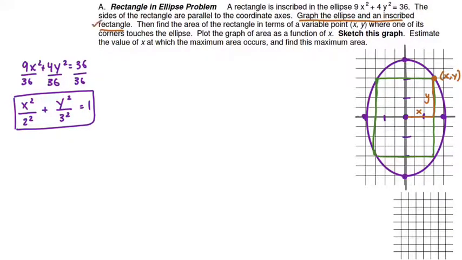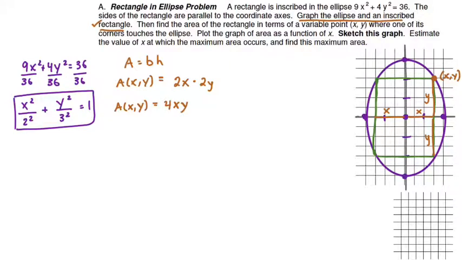Let's find the area of the rectangle in terms of a variable point xy. So area of a rectangle is always base times height. Now, what do we know? In terms of the variables x and y, the base of that rectangle is 2x. The height of that rectangle is 2y. So the area in terms of the variables x and y is 4xy.